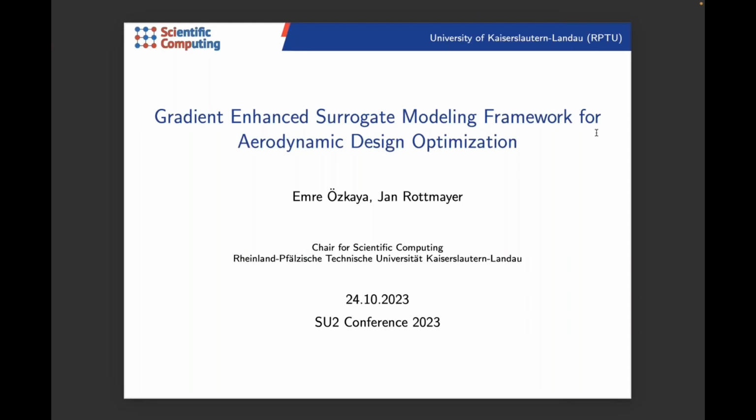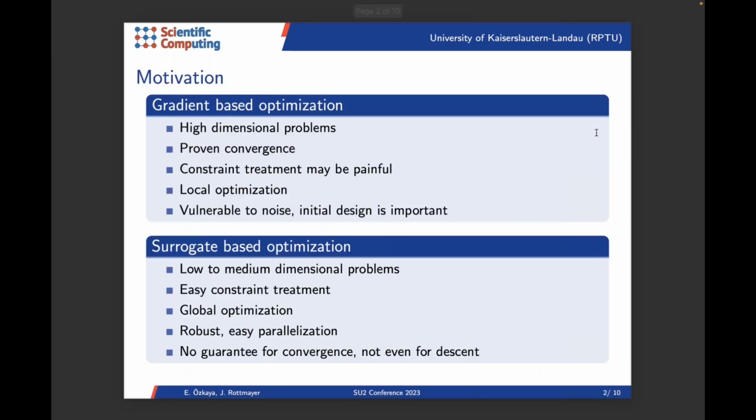So today I will be talking about a new surrogate model which uses gradient information. And I will try to motivate the use of this kind of method in a design optimization by first starting with a comparison with the well-known gradient-based optimization.